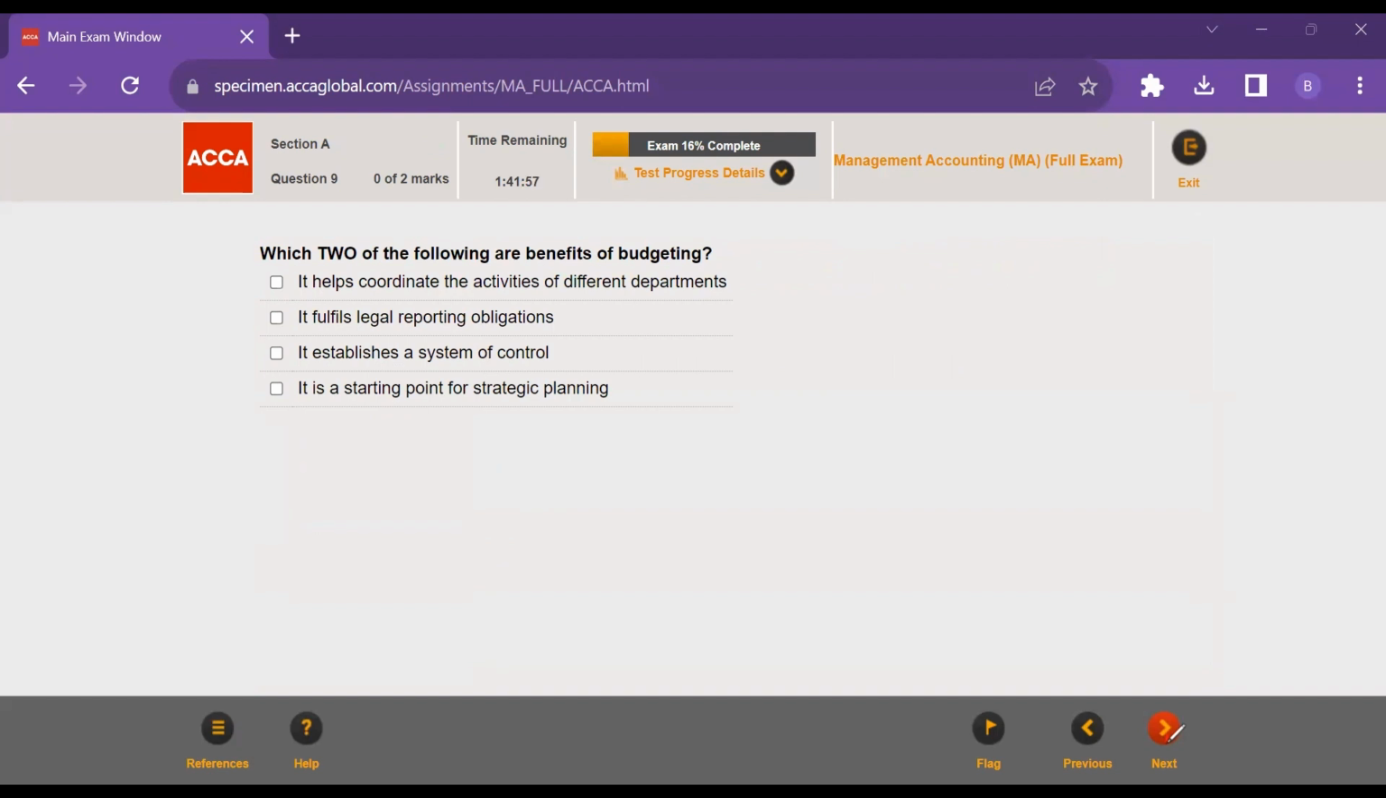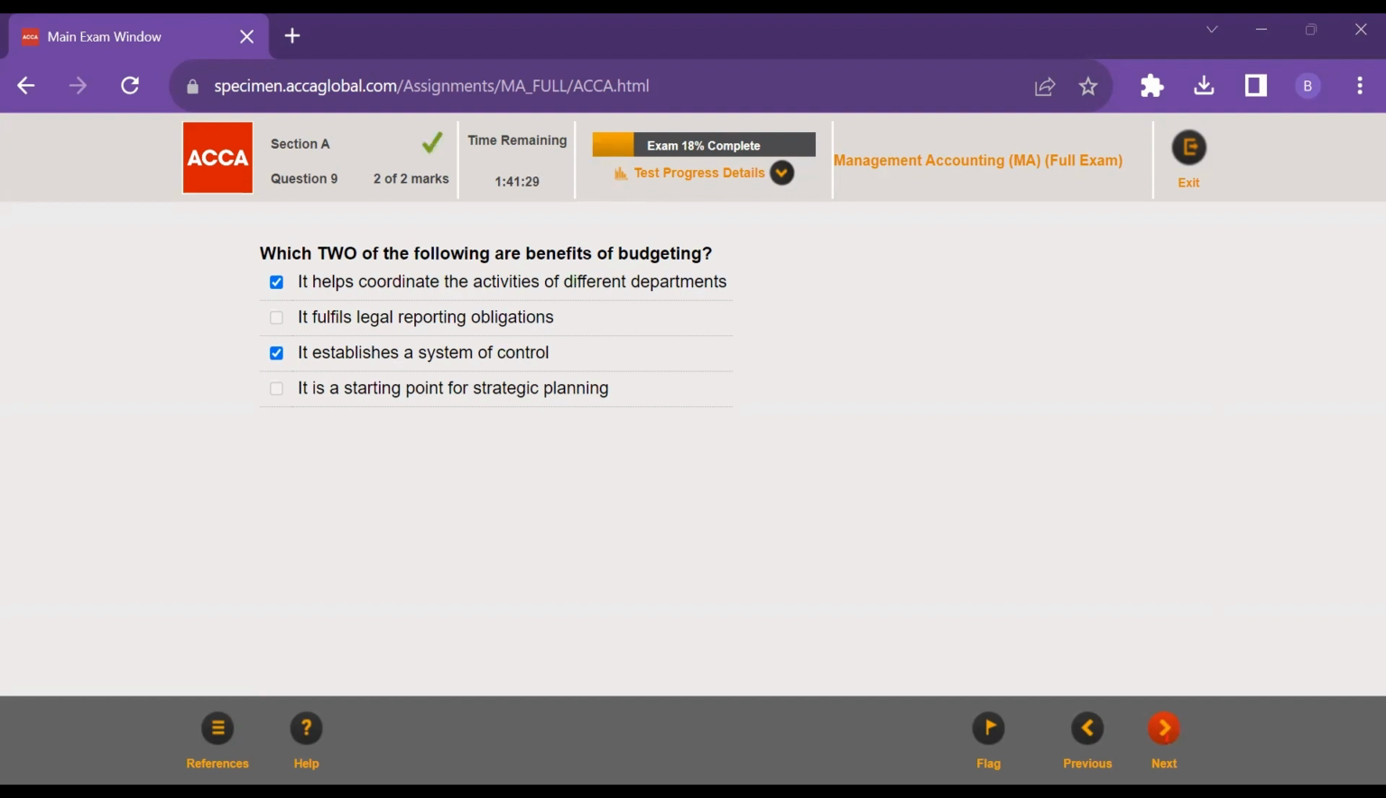Right. So, which two of the following are benefits of budgeting? It helps coordinate activities of different departments. Yes, this is definitely true. Budgets are legal reporting obligations. No, this is wrong. Budgets are prepared internally for the management, for their objectives, rather than being a legal obligation.